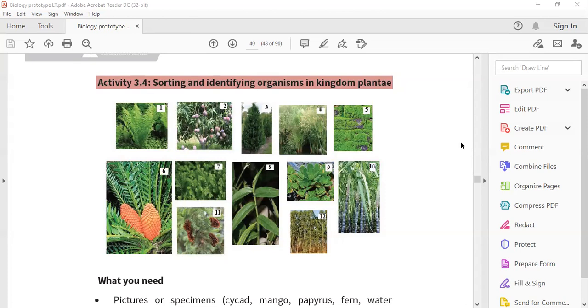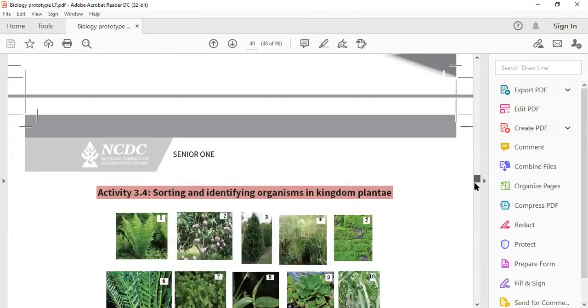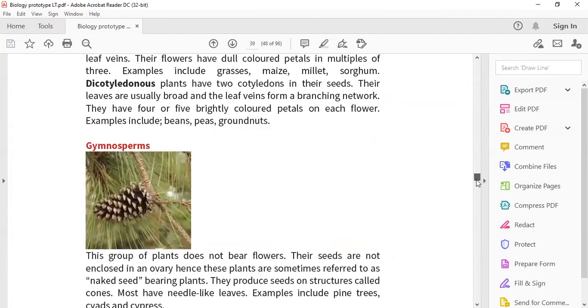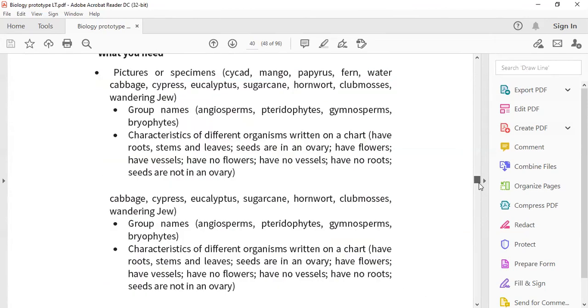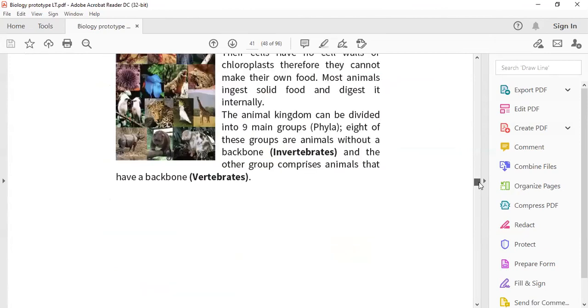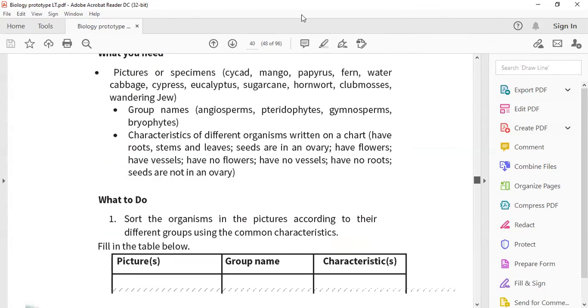That is what we were looking at last time. If you remember, there was an activity. That picture is what we were to fill in with the group name, and then you mention the characteristics, which we were able to do that day.